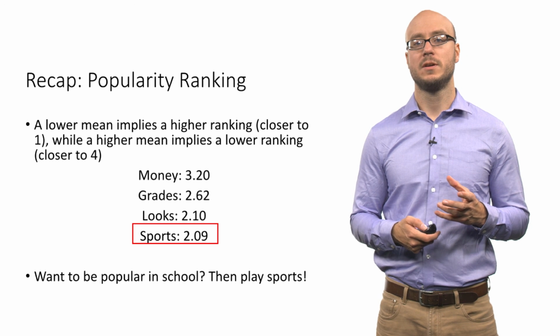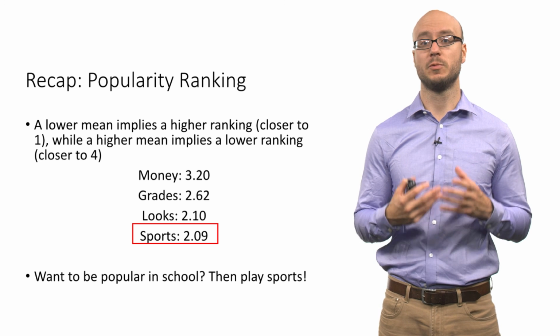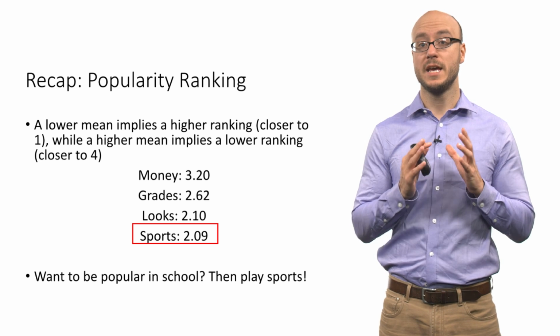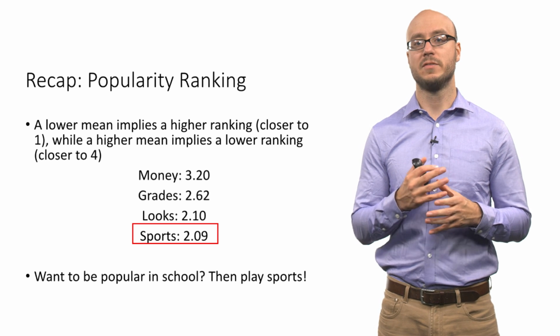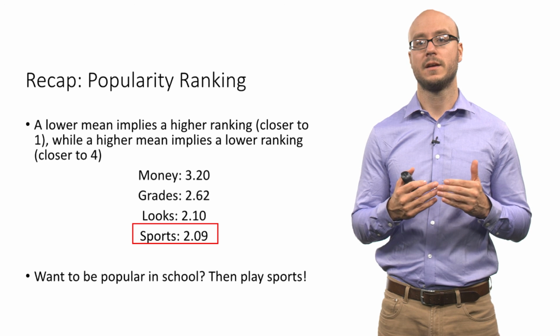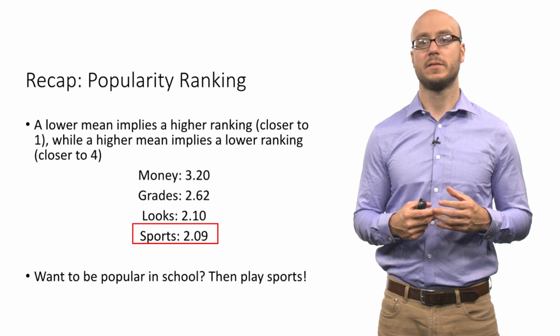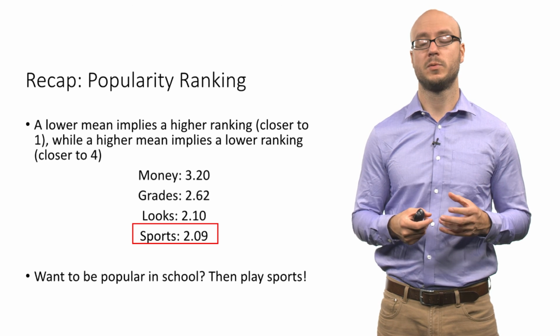2.09. So if you want to be popular in school, if you have kids and you want your kids to be popular in school, tell them to play sports. If we were to use the mean as a measure of central tendency, out of these 4 variables, the lowest mean, meaning the value closest to 1, the highest ranking, is in fact sports.